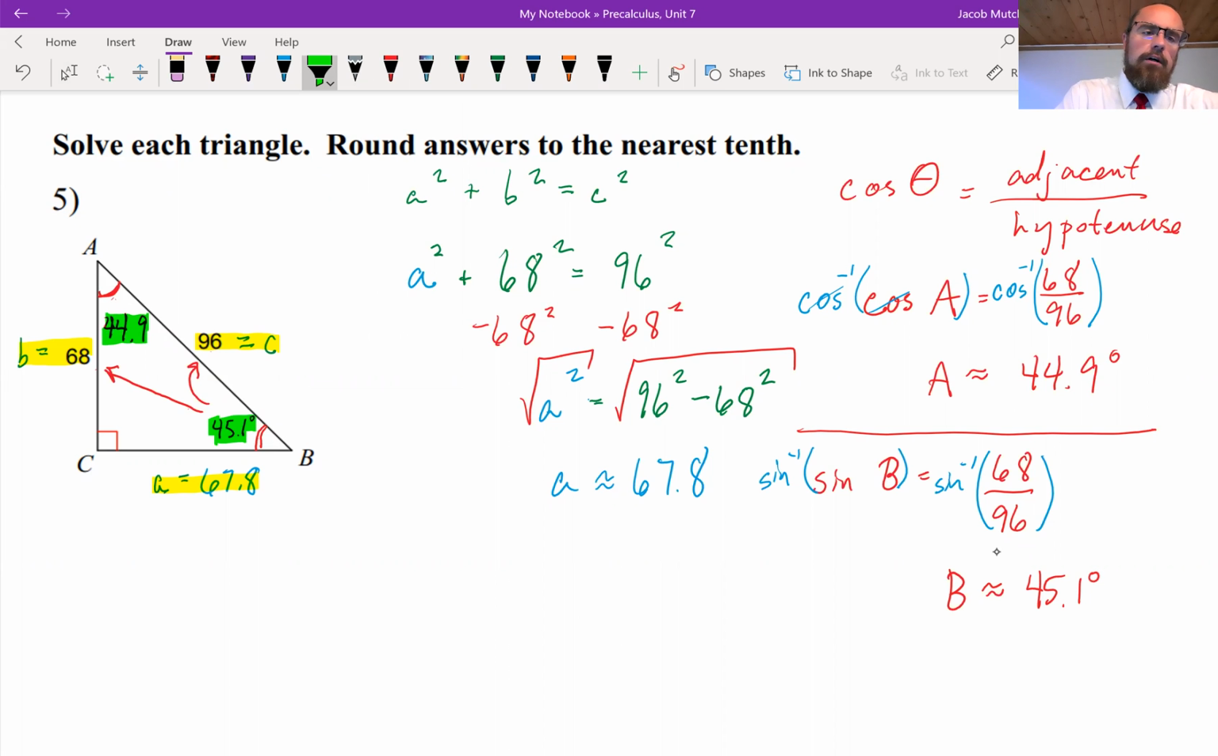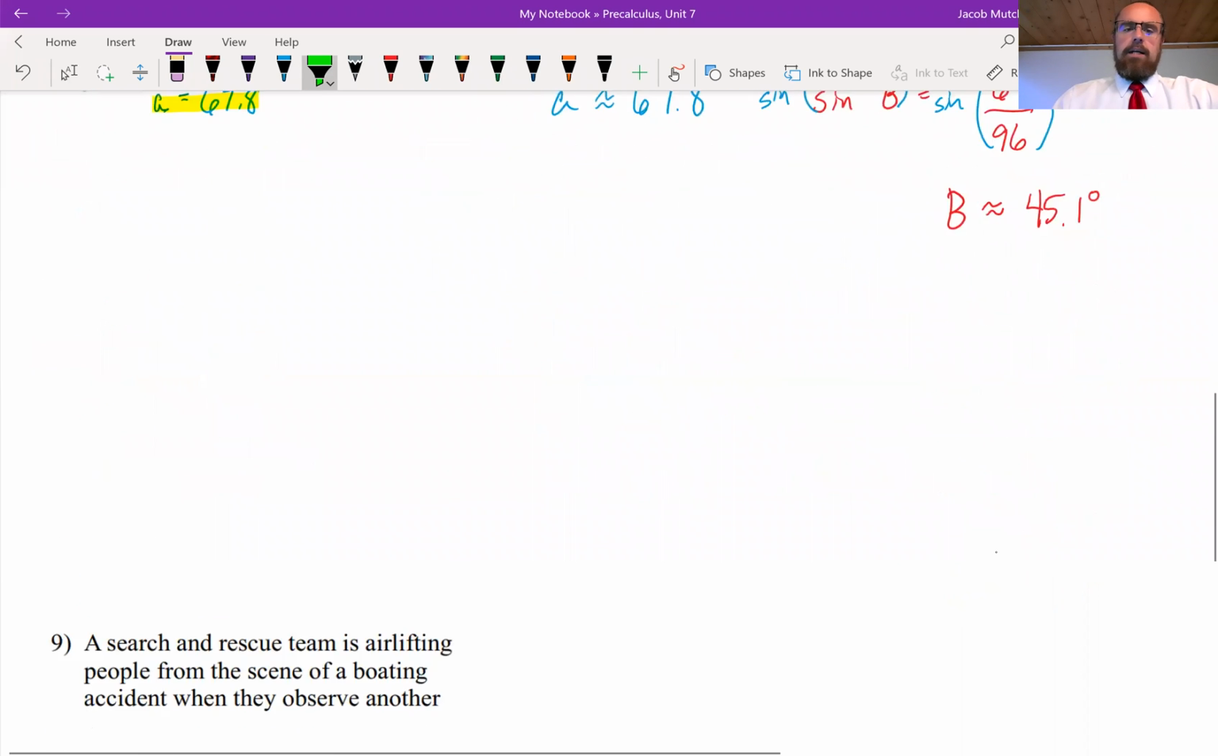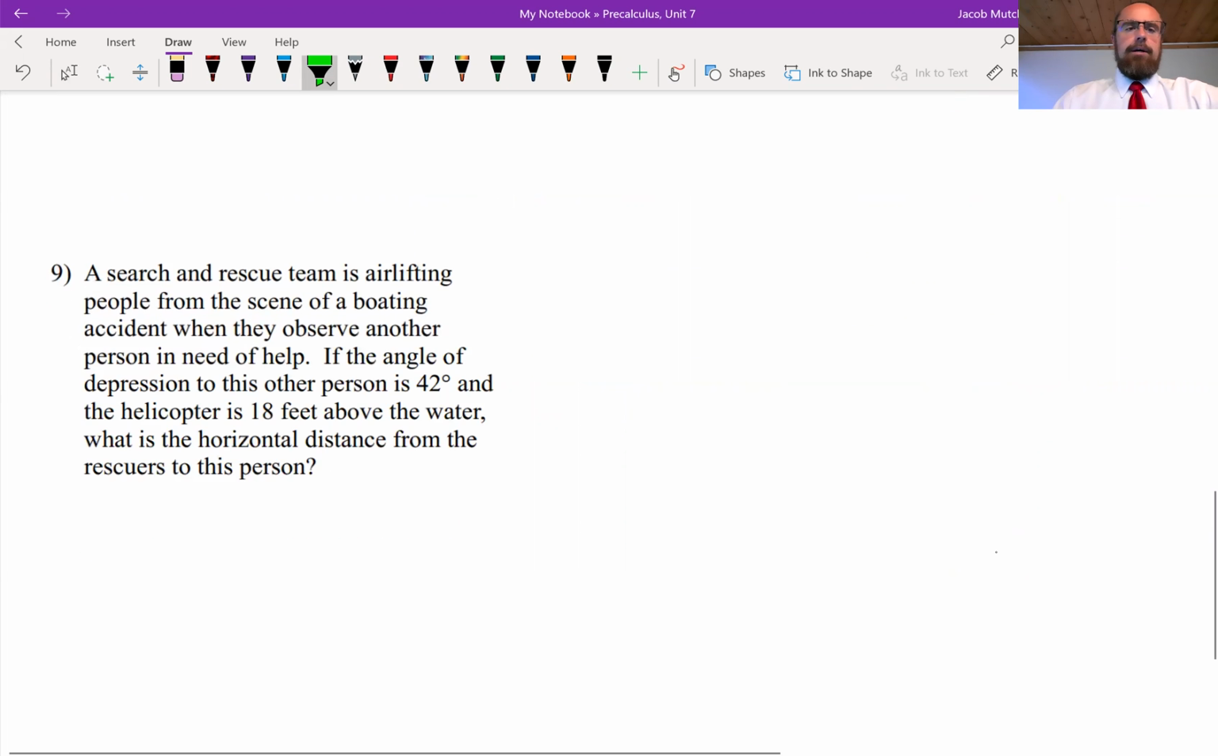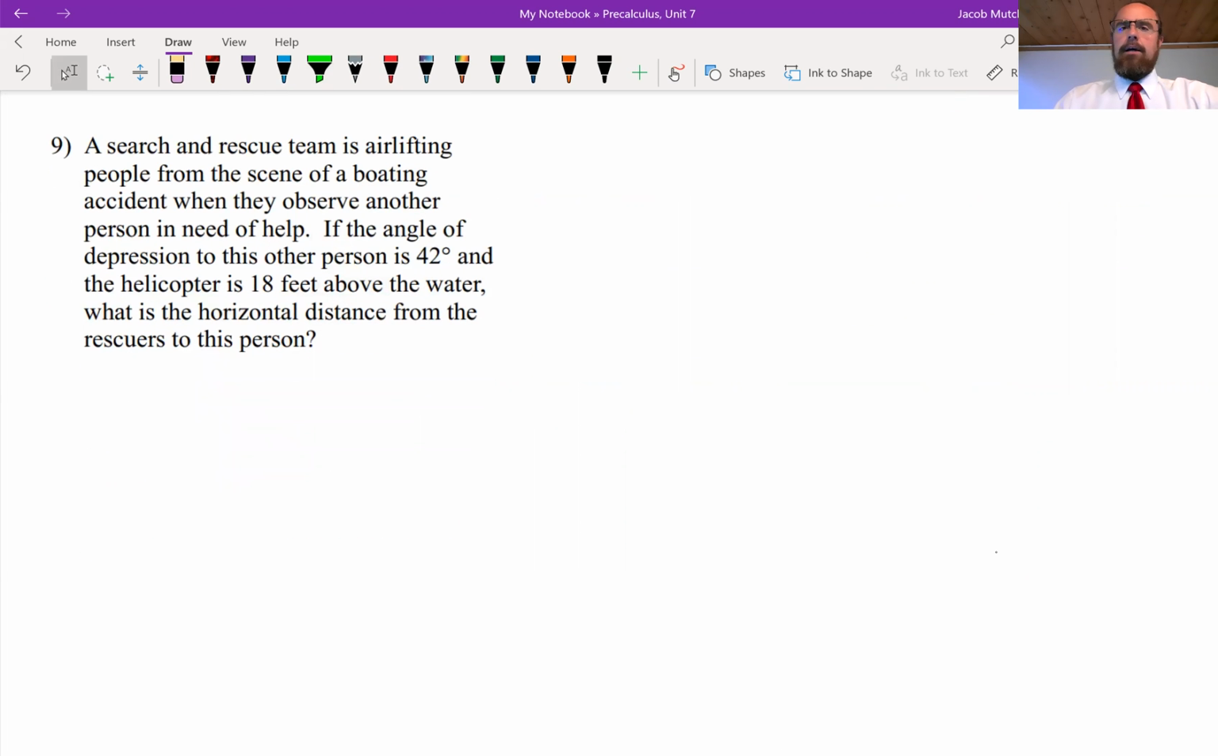And with that, we've solved this second right triangle. I found all three sides, highlighted in the yellow, and all three angle measures, highlighted in the green. Our last example is a word problem involving angles of depression.